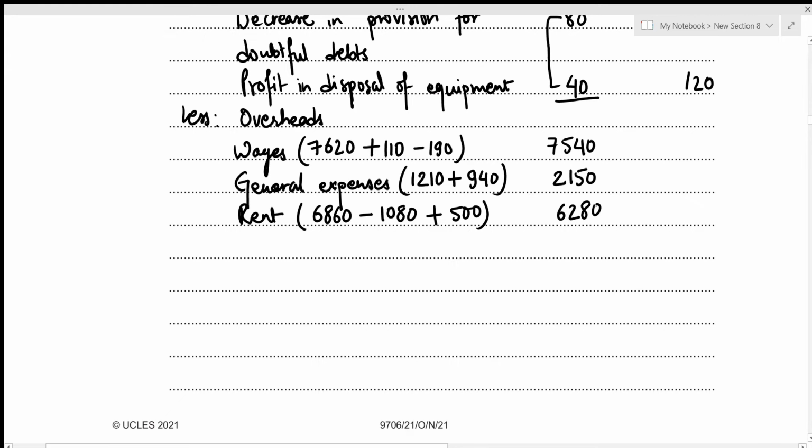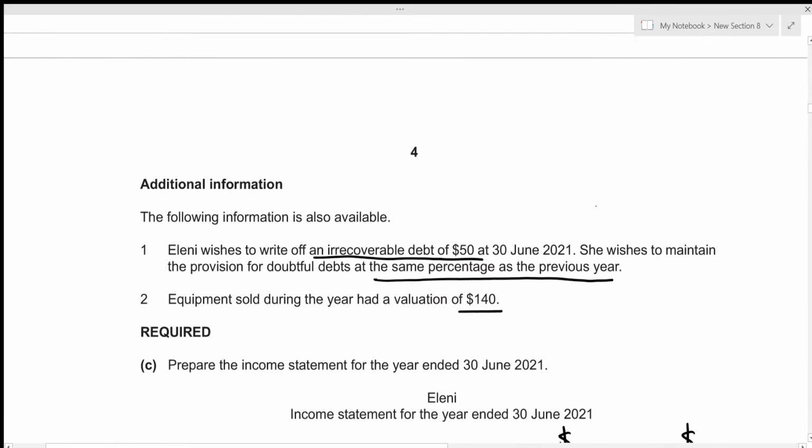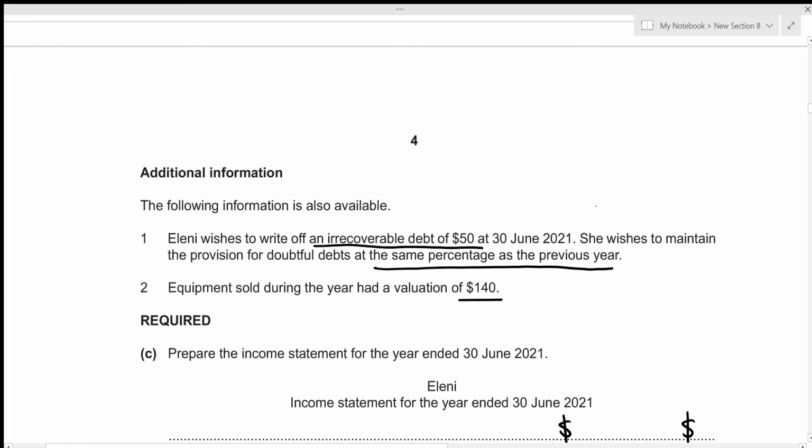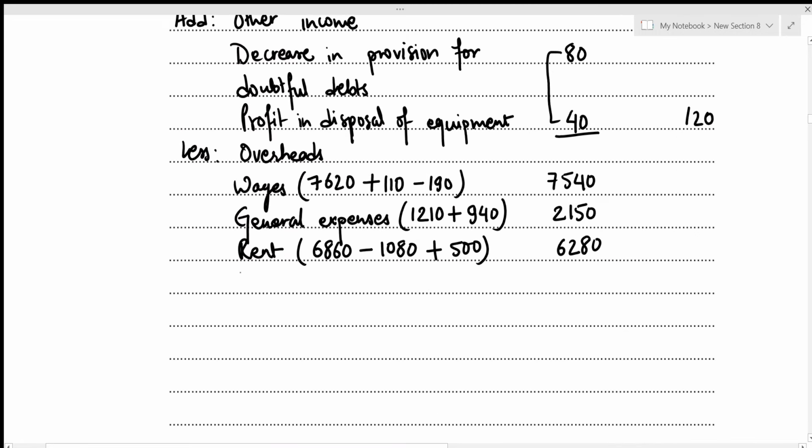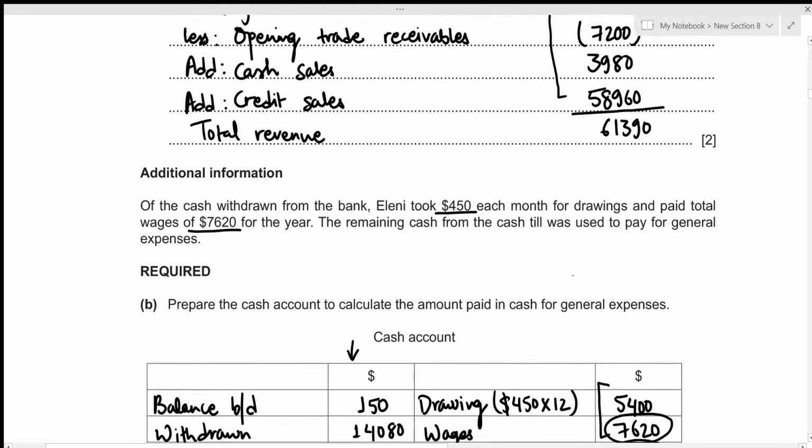Okay, let's look for another overhead. Okay, one is right here. There was an irrecoverable debt. And irrecoverable debt is obviously an expense, so let's record it. So that's irrecoverable debt of 50. Okay, let's have a look for other information.